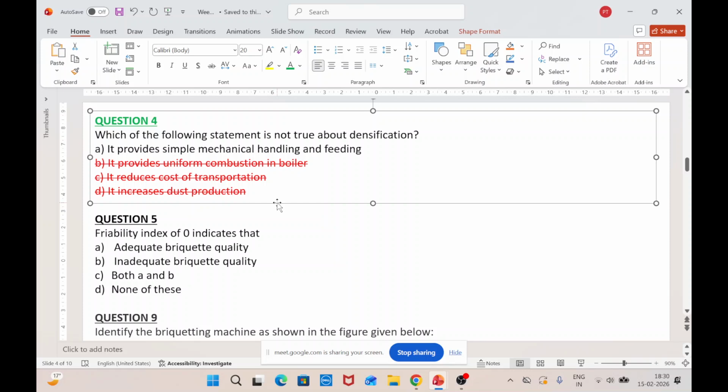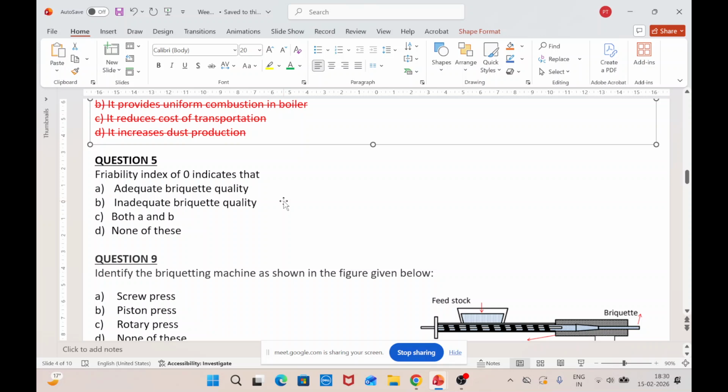Okay, let's move on to question 5. Friability index of 0 indicates inadequate briquette quality, and both A and B, and none of this. What is friability index?